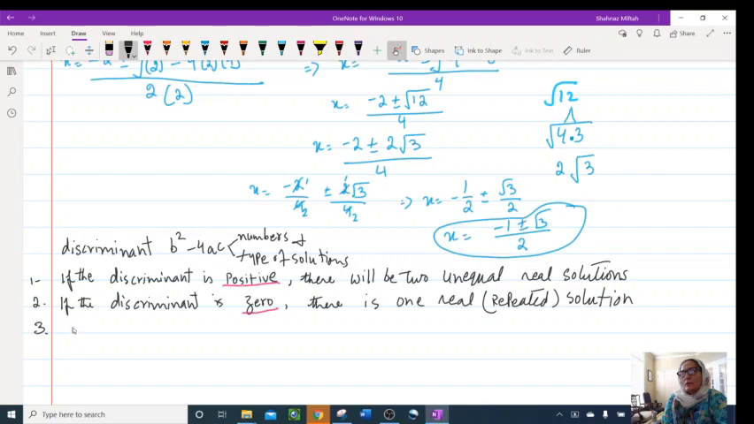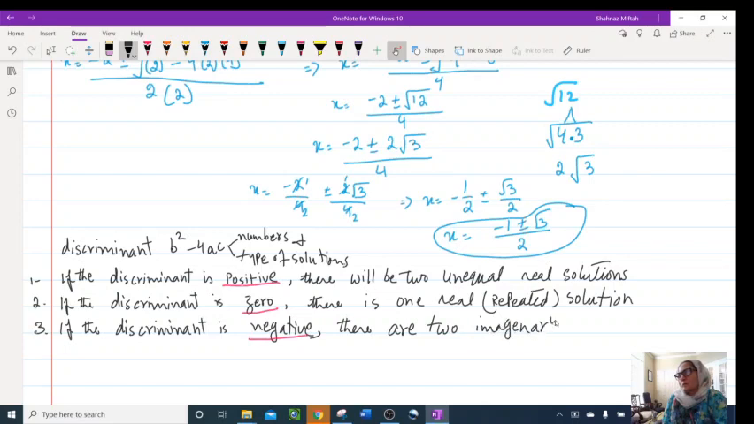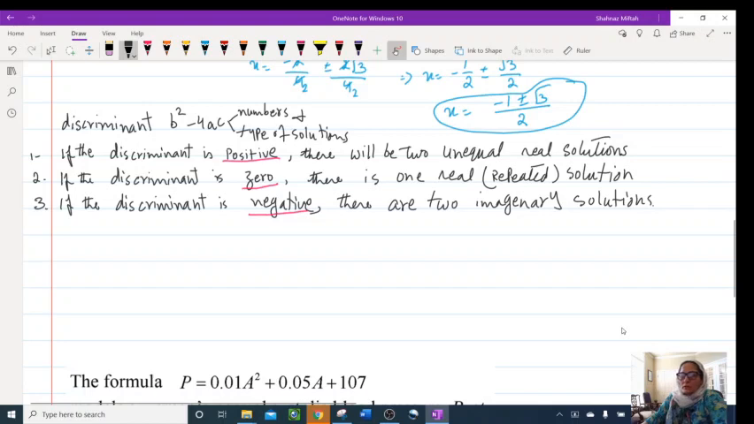Third, if the discriminant is negative, again negative, there are two imaginary solutions. There are two imaginary solutions. Okay, so let's try some of these.